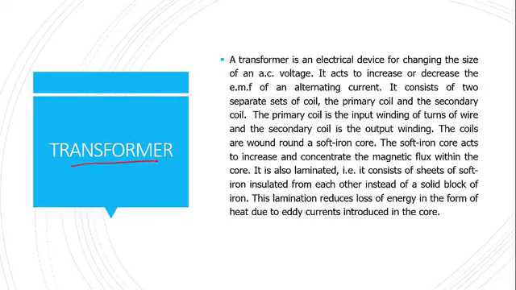Now let's talk about a transformer. Transformers are electrical devices that are used for changing the size of an AC voltage. Its main function is to increase or decrease the EMF of an alternating current. A transformer consists of two separate sets of coil, the primary coil and the secondary coil. The primary coil is predominantly known as the input winding of turns of wire, and the secondary coil is known as the output winding. The coils are wound round a soft iron core.